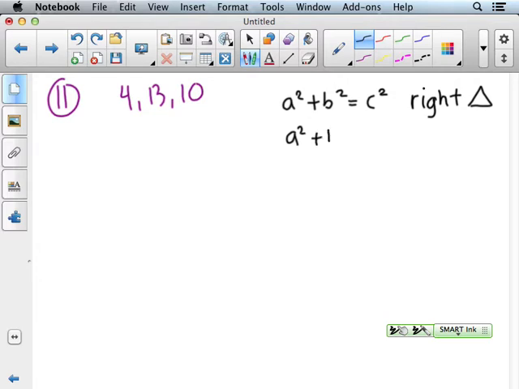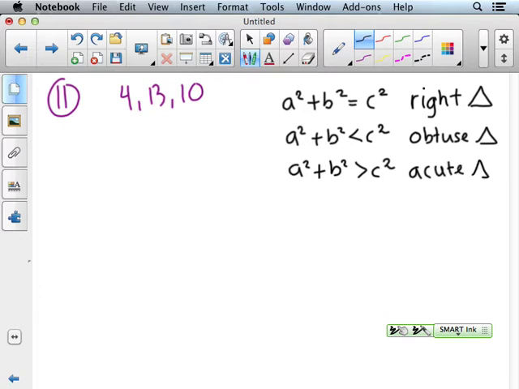If a squared plus b squared is less than c squared, in other words, this hypotenuse, the c, when you square it, ended up being bigger than these two parts, that meant that it opened up and it became obtuse. And if a squared plus b squared is bigger than c squared, in other words, the hypotenuse became smaller than the leg squared, it closed up and it became an acute triangle.